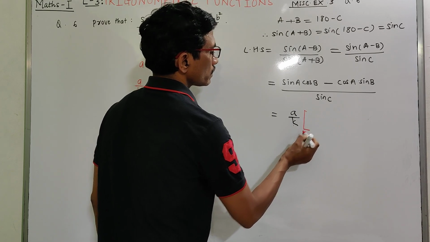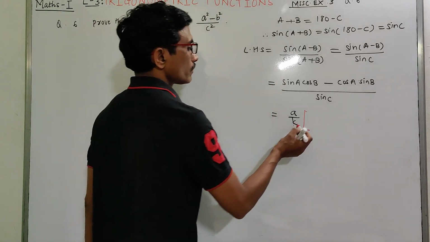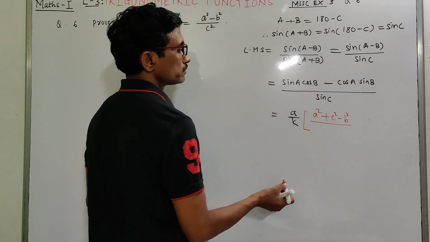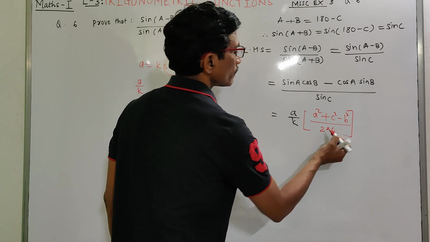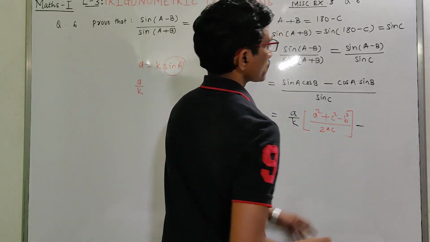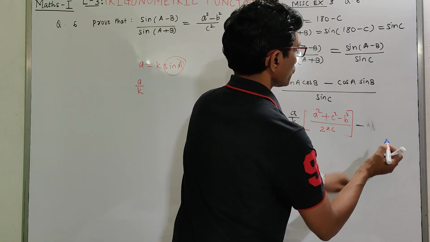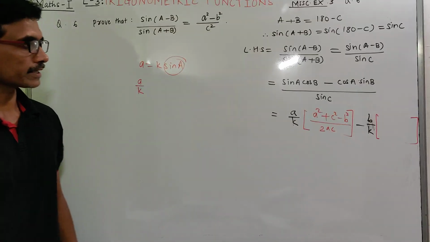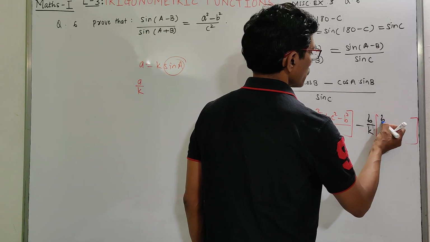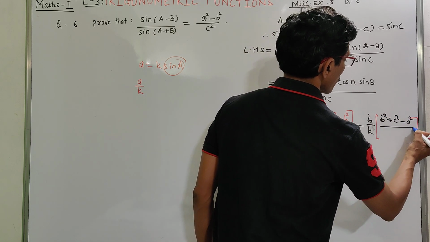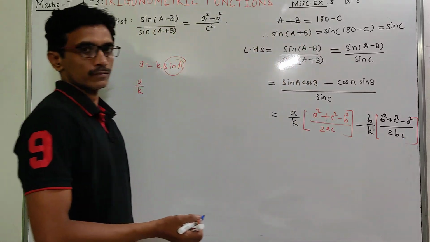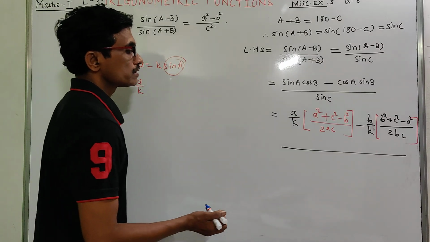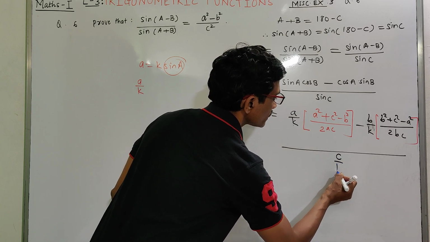and by the cosine rule cos b is (a square plus c square minus b square) upon 2ac, minus sine b, which is b upon k, into cosine rule cos a, that is (b square plus c square minus a square) upon 2bc, upon the denominator sine c, which is c upon k.